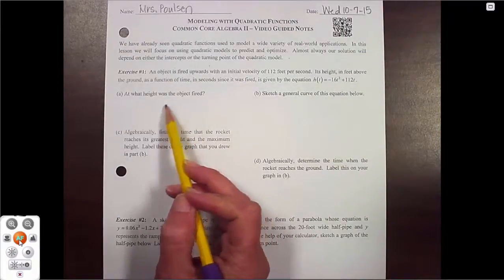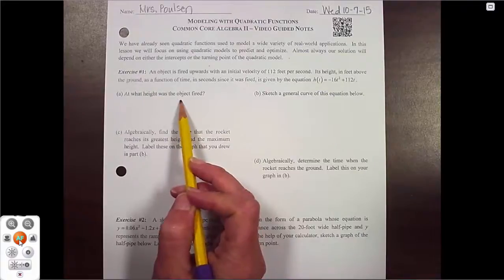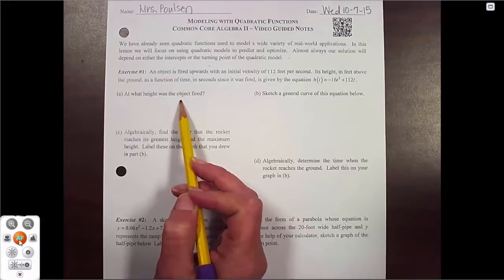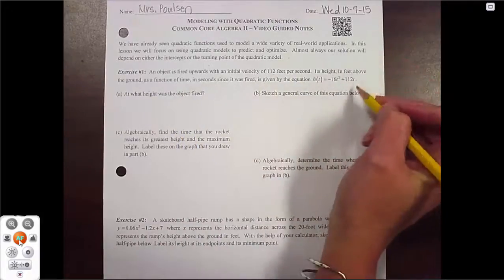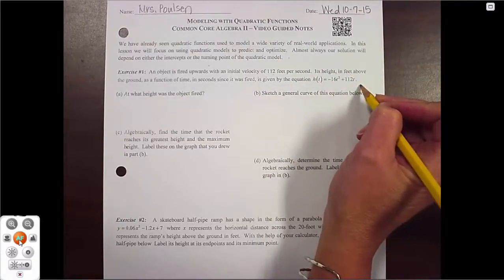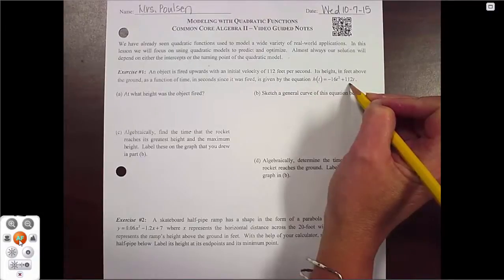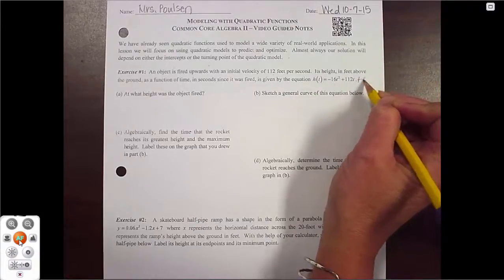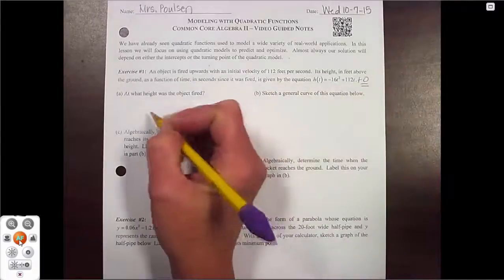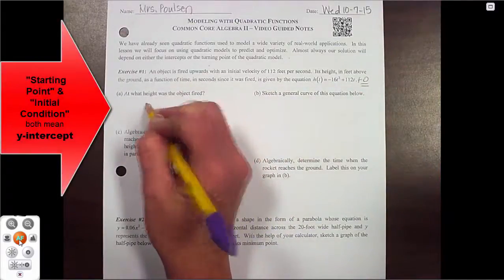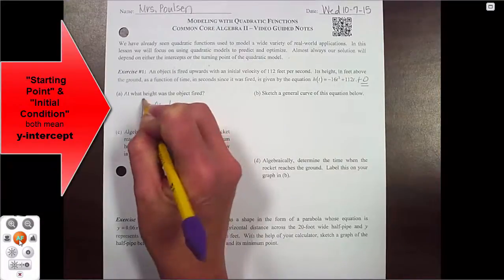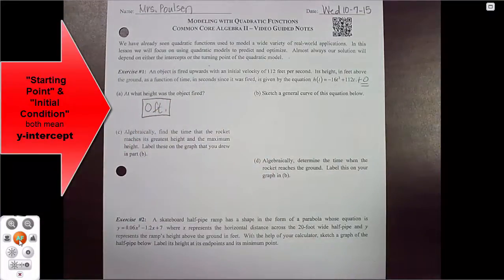Well, when it was fired is when it started. So we're looking for a starting point or an initial condition, which we've been seeing a lot is also our y-intercept. And in a quadratic function, the c term is our y-intercept. Well, here I have negative 16t squared plus 112t. I have no c term, so it's as if it's a plus 0. So this object was fired at 0 feet. It's just a y-intercept. If you know those properties of a parabola, some of the math can be quite easy.